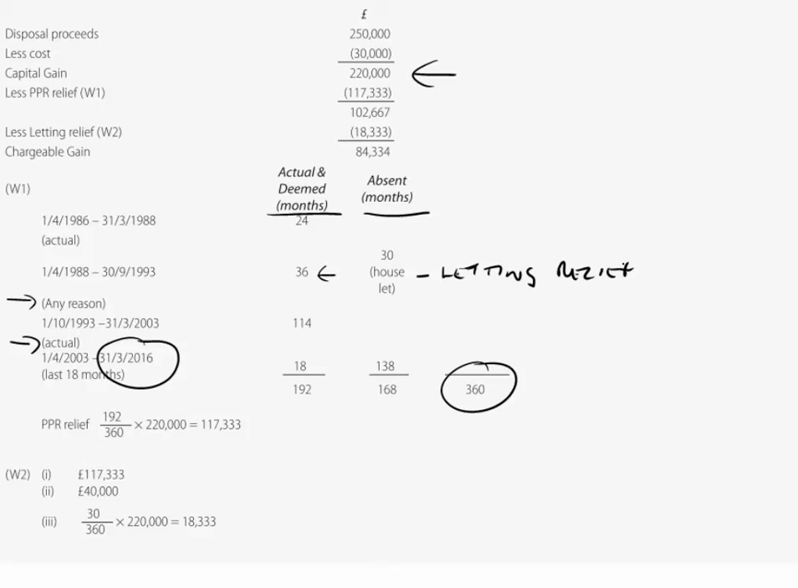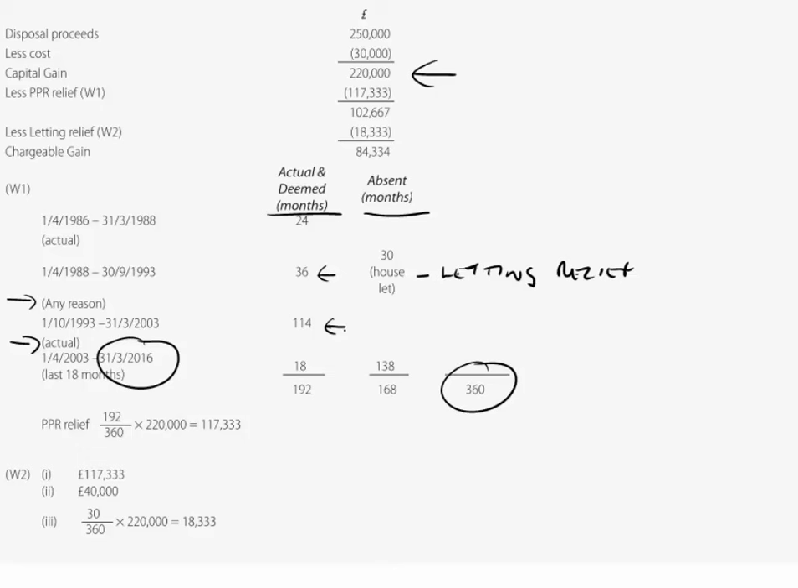We then got the period from the 1st of October 93 through to 31st of March 03, where we lived in it. Again, hopefully working through the number of months, that's actual occupation, in it goes. Finally, the period from the 1st of April 03 through to 31st of March 16, moved out of the house to live with his girlfriend, the property was empty. Not therefore moving by reason of employment.